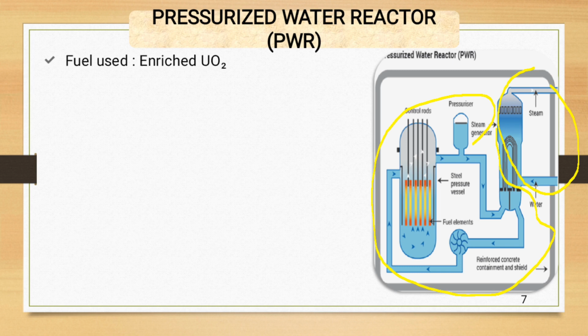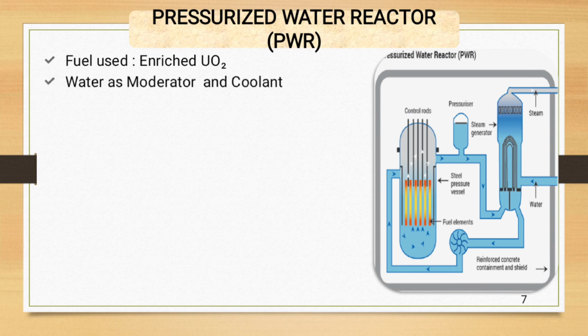Like at 588 Kelvin, the water does not boil in the primary loop. It goes to the secondary loop here and gives its energy by convection to the secondary loop water, which is converted into steam, and this steam goes to the turbine and the electricity is produced in this way.